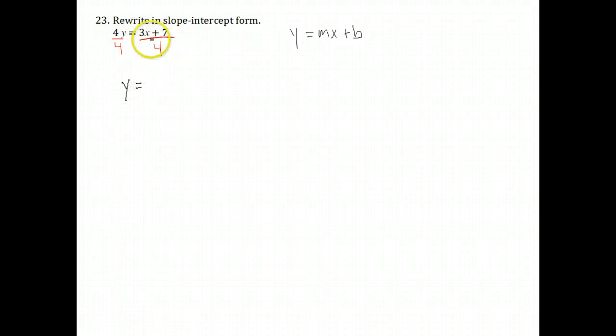And now we can divide each of these terms by 4. So it'd be 3 over 4x plus 7 over 4. And you can't simplify those fractions any further, so we're done. If you could simplify them, you would continue to simplify them as much as they could be.